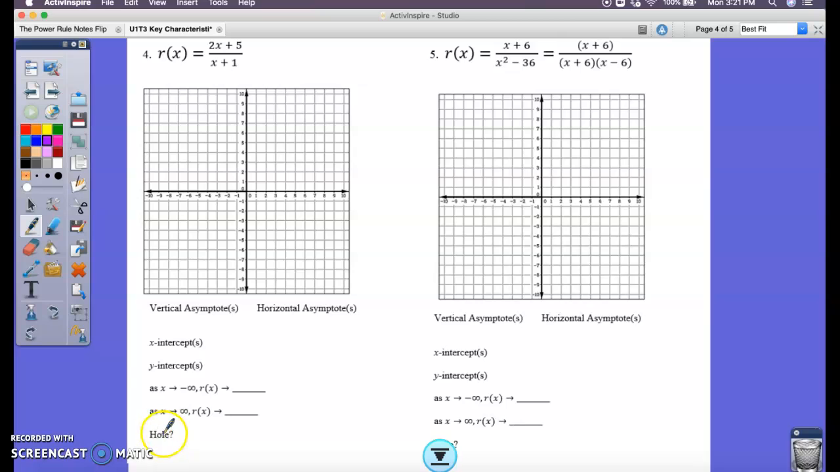Even the holes at the bottom, you actually should look for that first. So I have 2x plus 5 and I have x plus 1, and I know for certain I do not have a hole because I don't have a matching factor on top and bottom like I might have coming up, but let's stick with number 4.